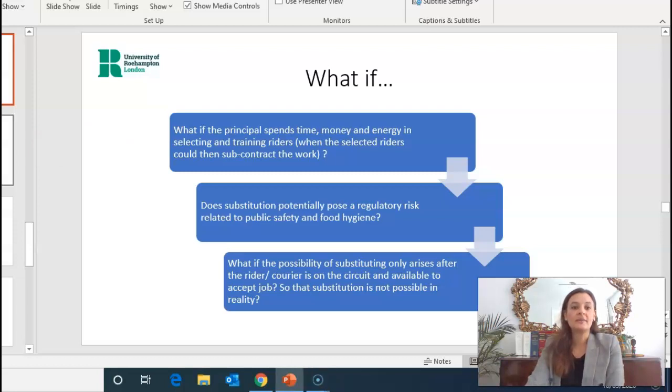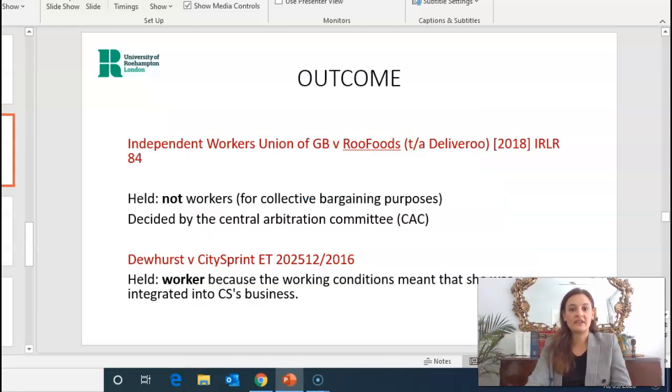I'm going to give you the outcome of the case. All of the facts that I was just discussing were just looked at in the Deliveroo case. Now, this was decided by a Central Arbitration Committee and not a court, which is a bit important from a lawyer's perspective. But the decision was that they were not workers, that they were, in fact, self-employed people.